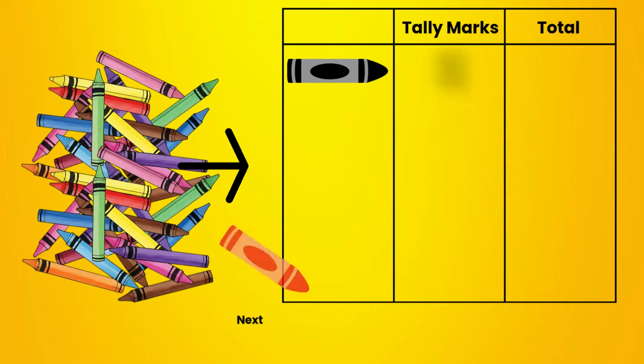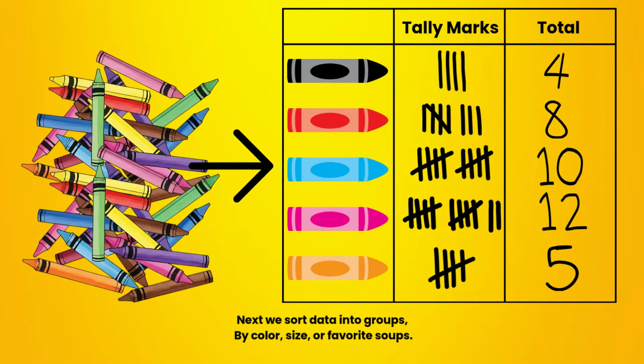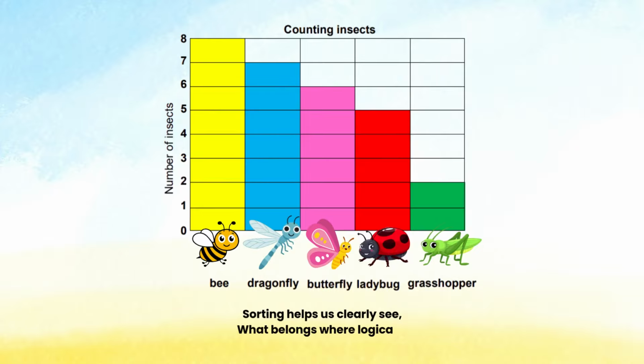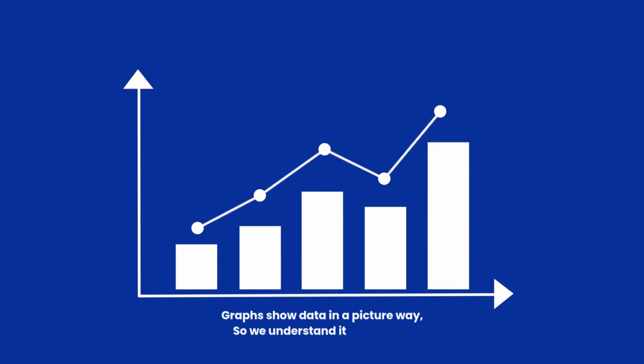Next we sort data into groups by color, size, or favorite soups. Sorting helps us clearly see what belongs where logically. Graphs show data in a picture way, so we understand it right away.